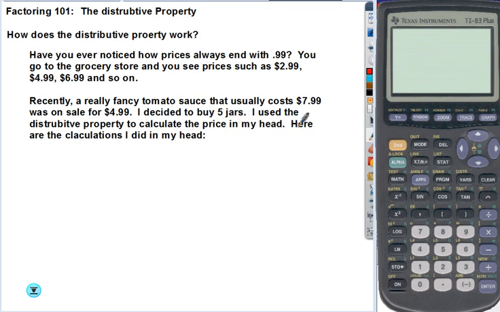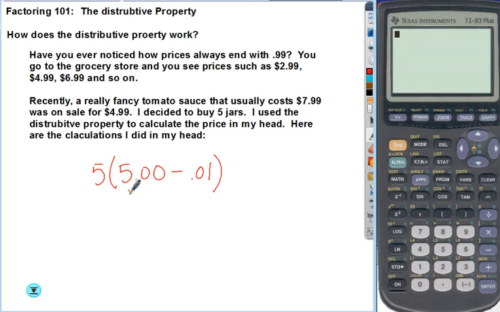I used the distributive property to calculate the price in my head. Here are the calculations I did in my head. I imagined first that these 5 jars cost $5 each, which would be an easy calculation. But they don't cost $5. They cost $5 minus 1 cent, in other words, $4.99.